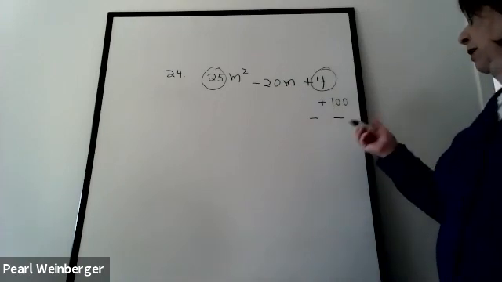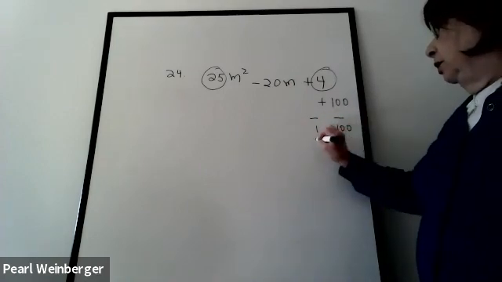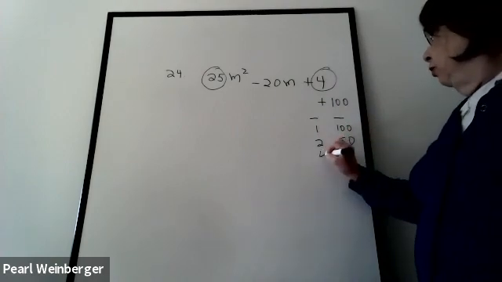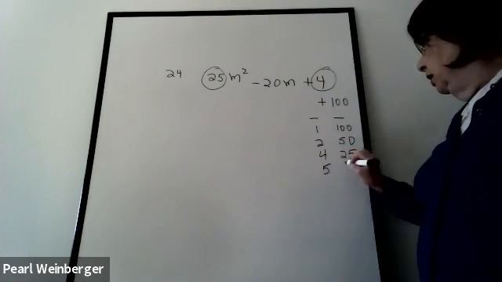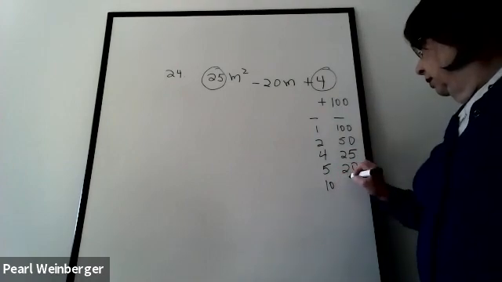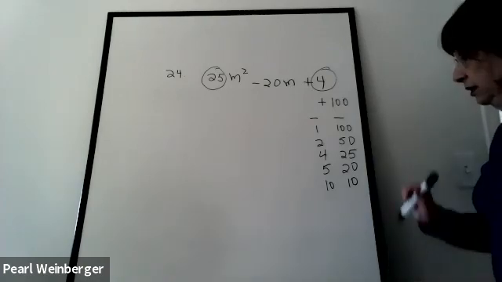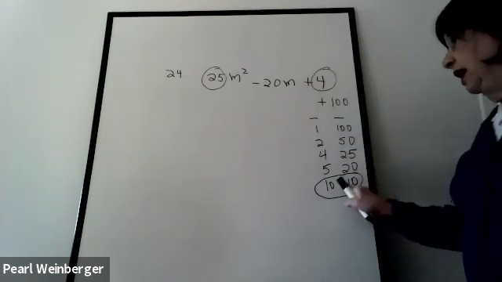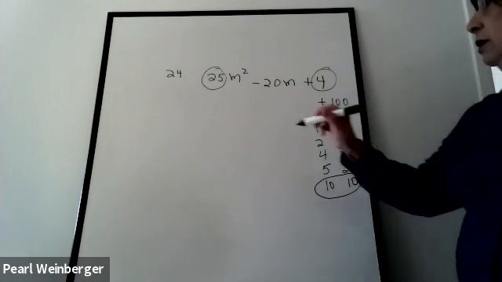And if I think about numbers that multiply to 100, 1 and 100, there are a lot of them. 2 and 50, 4 and 25, 5 and 20, 10 and 10. I think that's pretty much all of them. And the only ones that I see that add up to 20, remember this is a plus here, so it has to add to 20, will be the 10 and the 10.